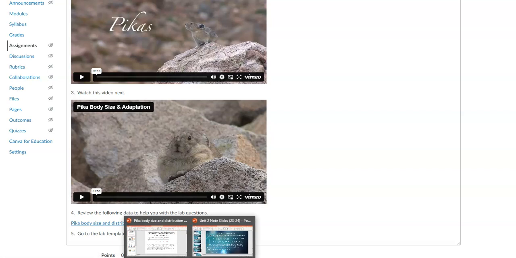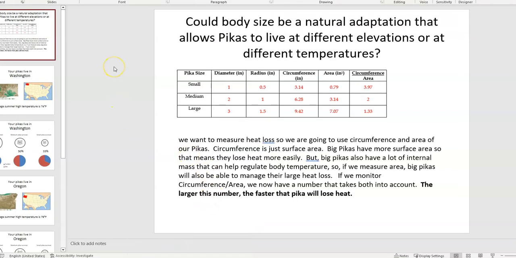So I'm going to go to this PowerPoint, and the question you're going to answer is, could body size be a natural adaptation that allows pikas to live at different elevations or at different temperatures? Now, on this slide, you don't really need to worry too much about how they got these numbers. They're basically showing you the criteria they used to figure out what a small, medium, or large pika is, because the data you're going to see is actual data of truly measured pikas.